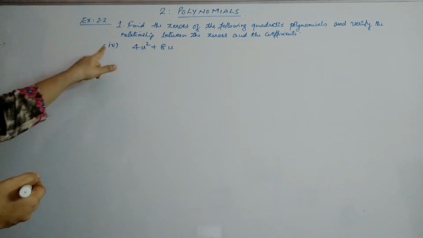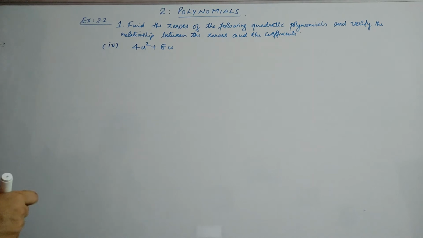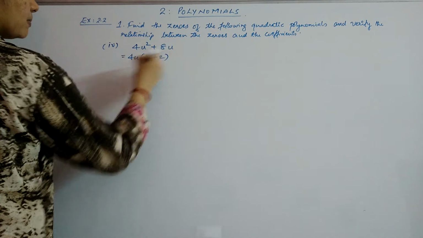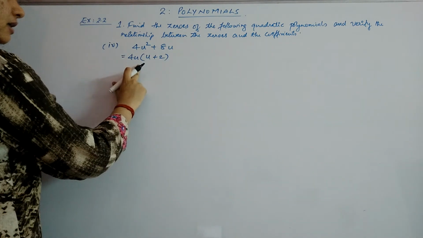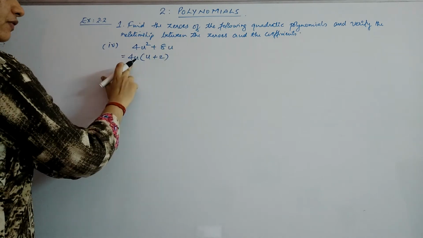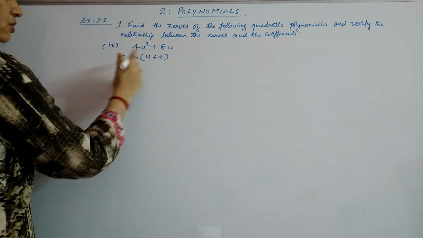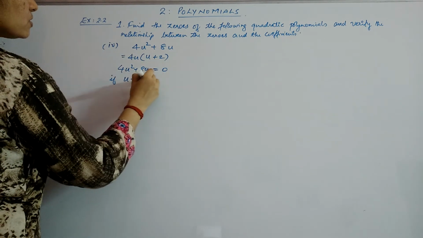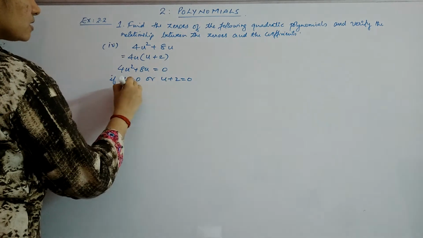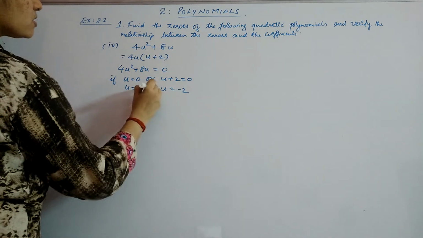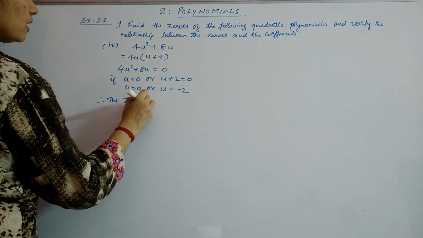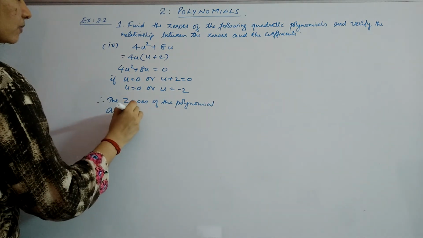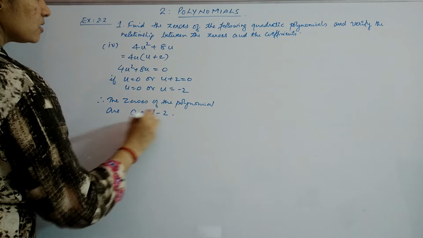Okay. Fourth subdivision is 4u square plus 8u. Here you have the common factor 4u. Therefore you will get the remaining part as u plus 2. You can say that this polynomial is 0 if either 4u is 0 or u plus 2 is 0. That is, if u is 0 or u is equal to minus 2. Therefore, the zeros of the polynomial are 0 and minus 2. Okay.